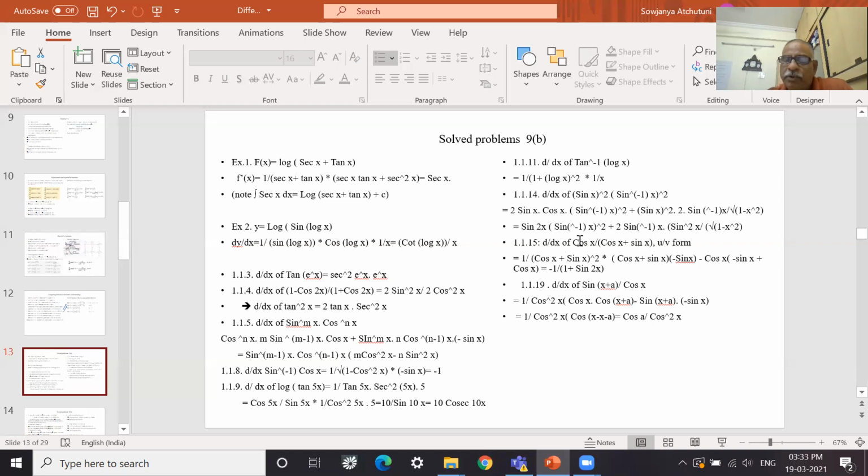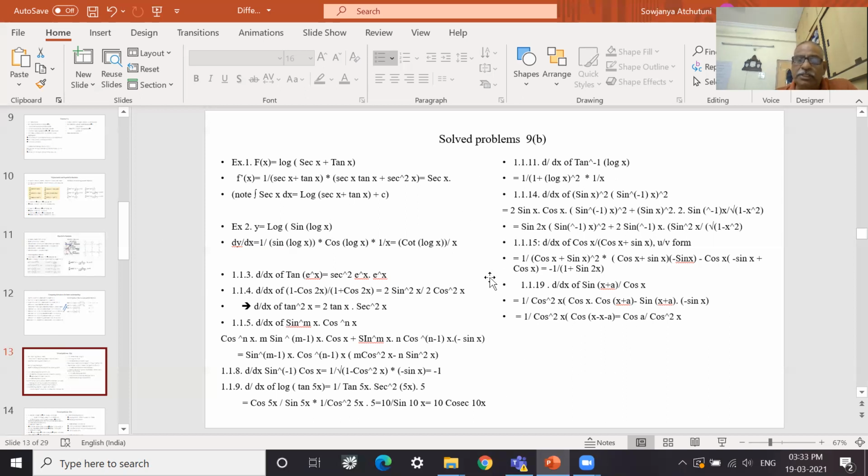Let us see 1.15. Cos x by cos x plus sin x. This is a uv form. So 1 by cos x plus sin x whole square into cos x plus sin x into minus sin x, minus of cos x into minus sin x plus cos x. So when we simplify this term, minus 1 by square brackets 1 plus sin 2x. Okay.